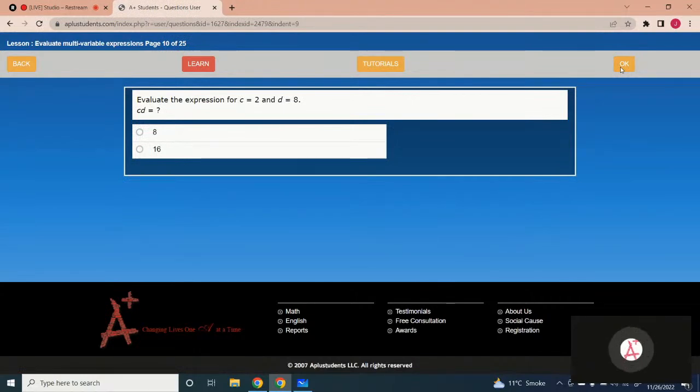Okay, evaluate the expression for c equals 2 and d equals 8. Got it? It would be c times d, cd. So replace c with the value, c is 2 and d is 8. So 2 times 8 makes 16. Got it? Okay, you can complete the test by yourself later today.